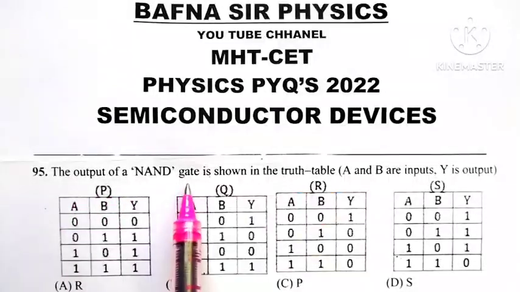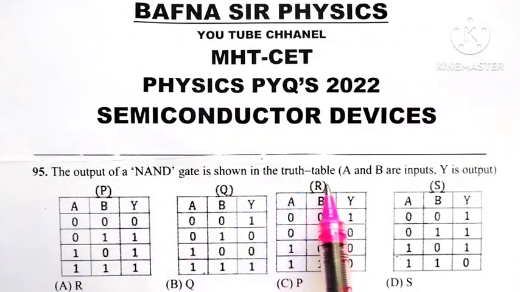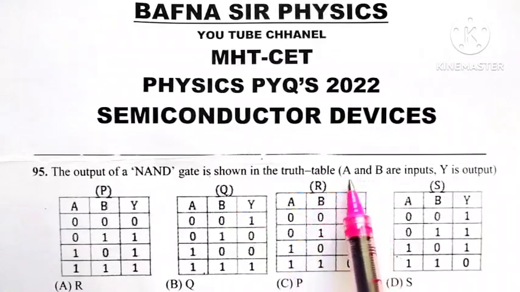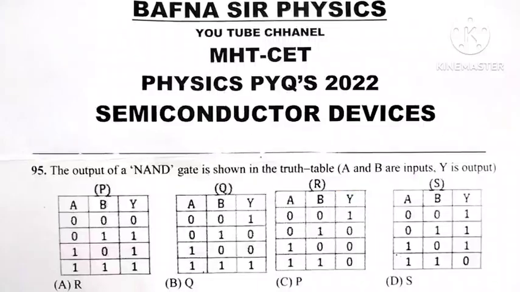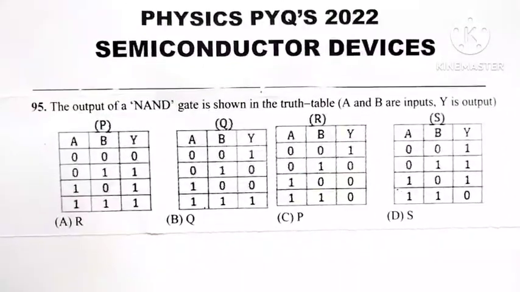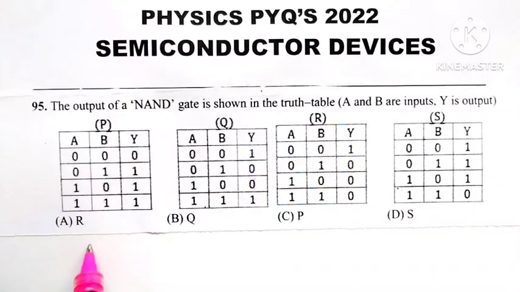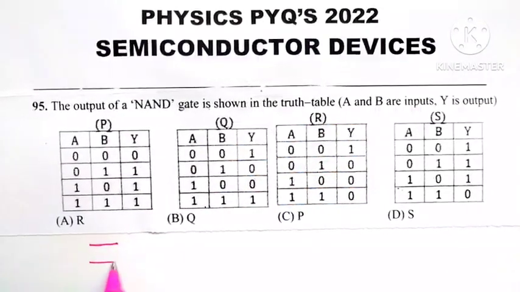The output of a NAND gate is shown in the truth table, where A and B are the inputs and Y is the output. See here, you are given four different truth tables, and you have to identify which of the truth tables is the truth table for a NAND gate. So we know what the output of a NAND gate is.